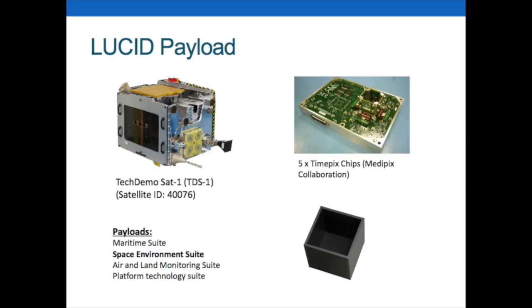So LUCID is actually a device of 5 chips in an open cube. As you can see, it's an open cube, so there's 1 at the bottom and 4 on the sides. This is on the Detector satellite, DS1. Anyone who wants to track it can just use the satellite ID. It's a part of the Space Environment Suite, which means there are also other payloads, including one from Imperial and one from the Rutherford Appleton Laboratory.